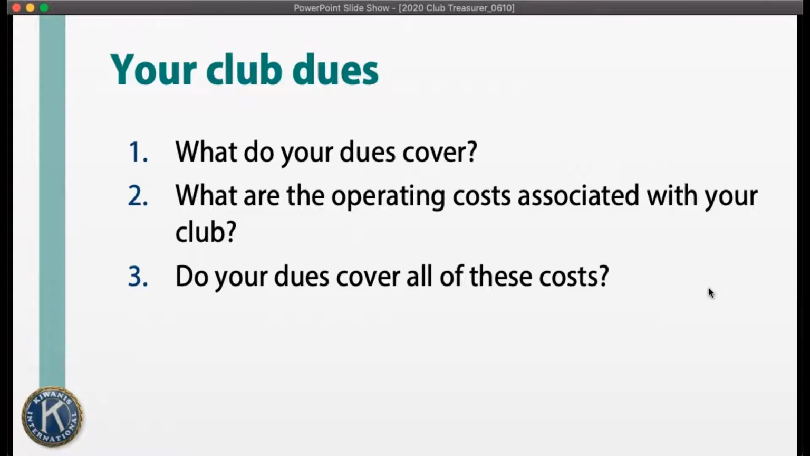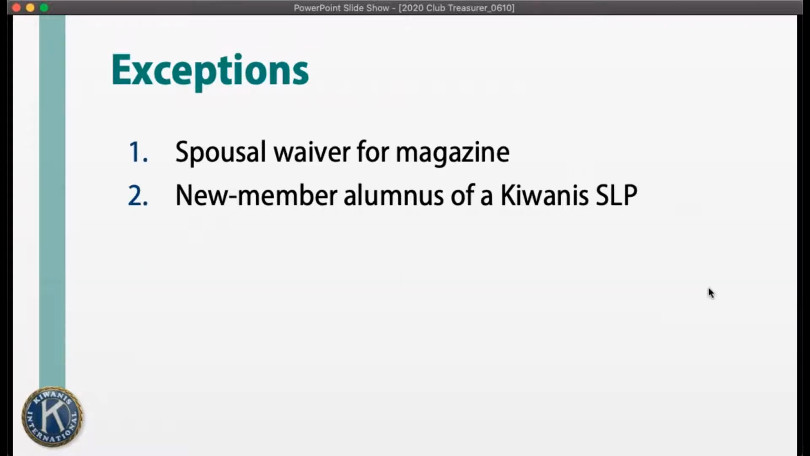There are 2 exceptions for Kiwanis International dues that were listed previously. First is the spousal waiver for the magazine. While it's a condition of membership that each member is a subscriber to the Kiwanis magazine, if both spouses are a member of a club, one spouse may choose to not subscribe to the magazine, which will result in a small reduction in fees. The spouses do not necessarily need to be members of the same club either.